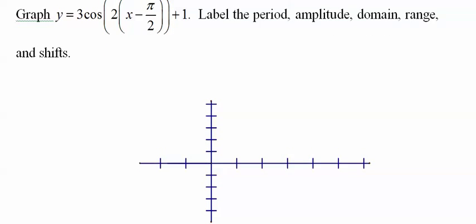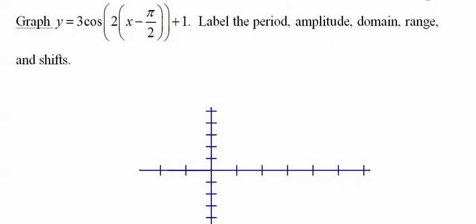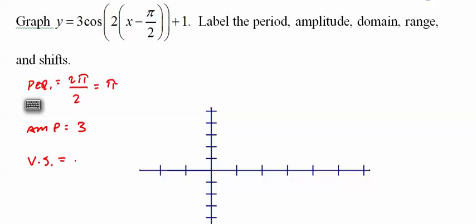How about graphing something more or less from scratch? Let's go with the period. It's cosine. So it's 2 pi over this 2 value in front of the x. So I'm going to label that later because when I graph it, it might all get messy. Amplitude is 3. Vertical shift is 1. Horizontal shift is pi over 2.